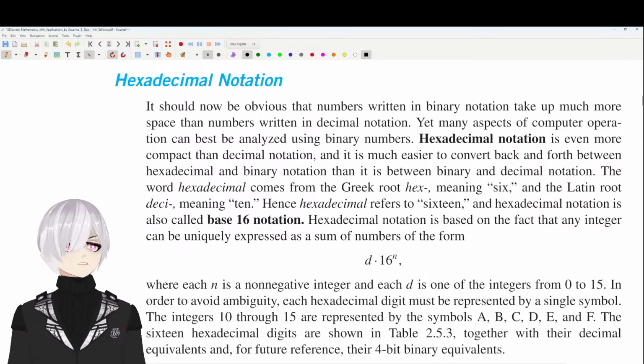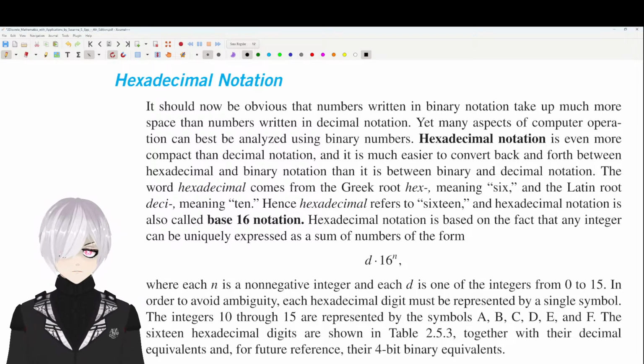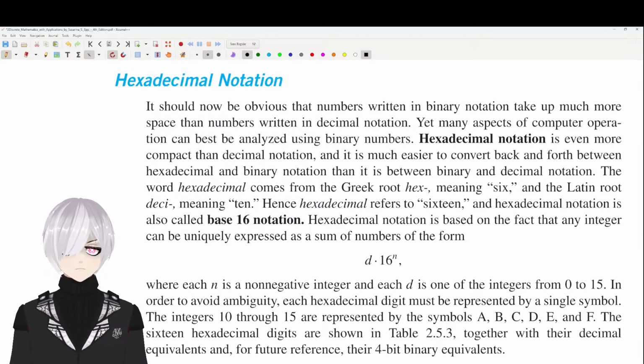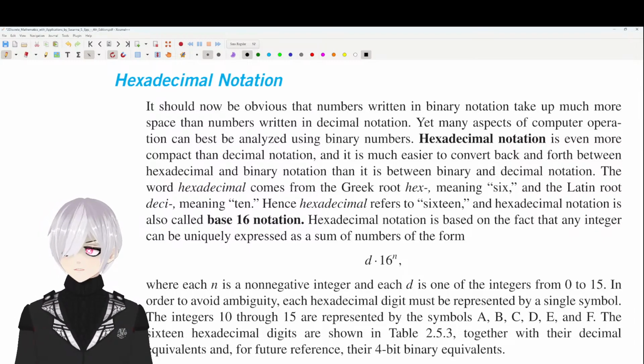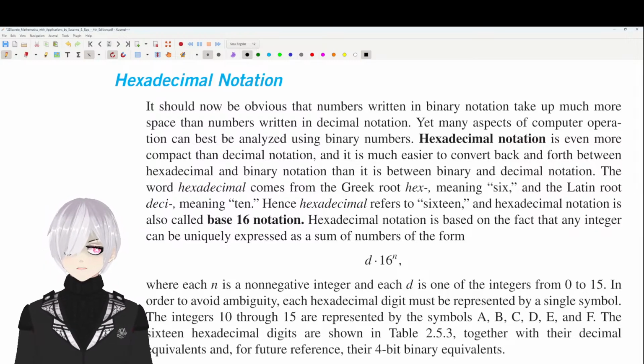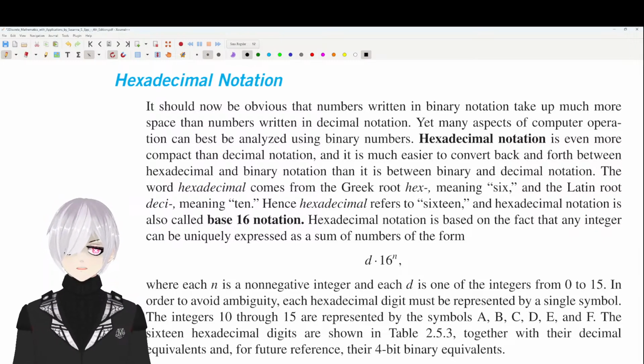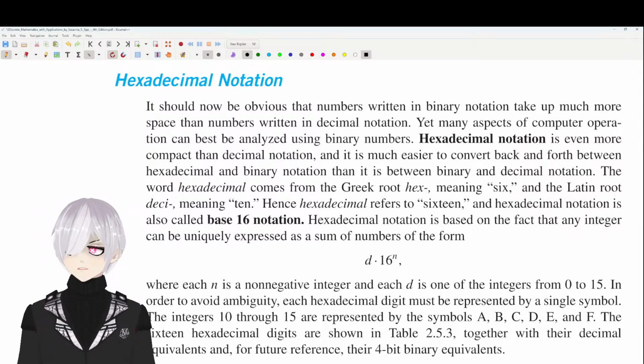It should now be obvious that numbers written in binary notation take up much more space than numbers written in decimal notation. Yet many aspects of computer operation can best be analyzed using binary notation. Hexadecimal notation is even more compact than decimal notation, and is much easier to convert back and forth between hex and binary notation than it is between binary and decimal notation. That's good to know. The word hexadecimal comes from the Greek root hex, meaning 6, and the Latin root deci, meaning 10. Hence, hexadecimal refers to 16, and hexadecimal notation is also called base 16 notation.